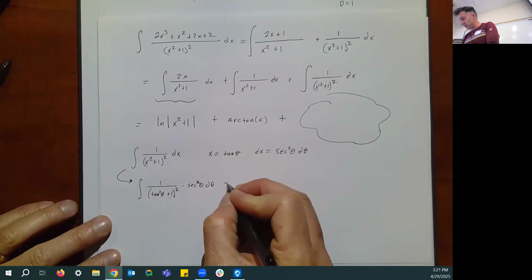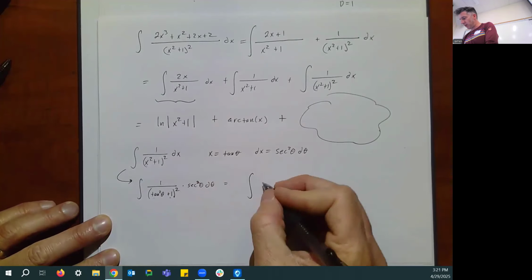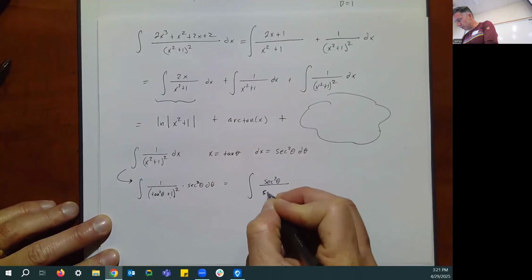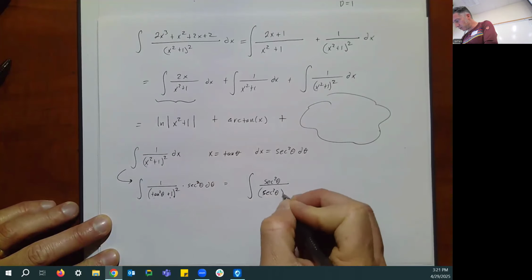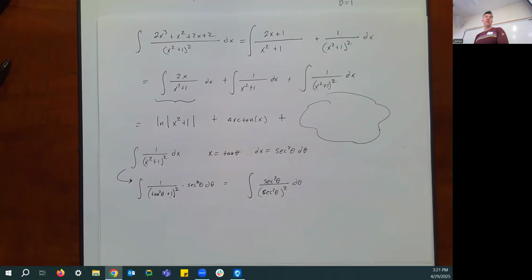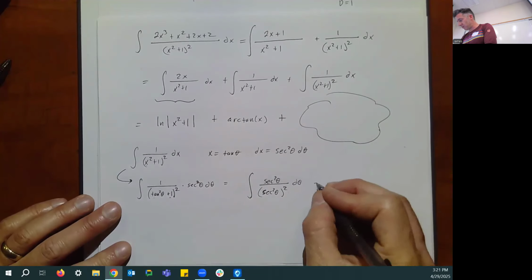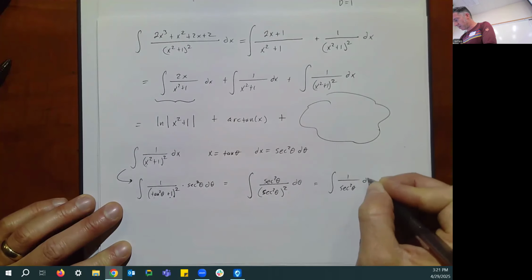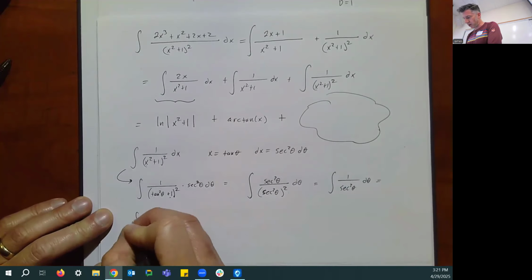So this is going to end up being the integral, let's put the secant squared on top, of secant squared theta over secant squared theta squared. Well, we have a secant squared on top and a secant to the 4th on the bottom. That reduces down to the integral of 1 over secant squared, which is a silly way to write that. We should really write that as the integral of cosine squared.